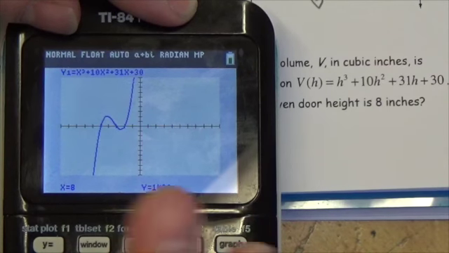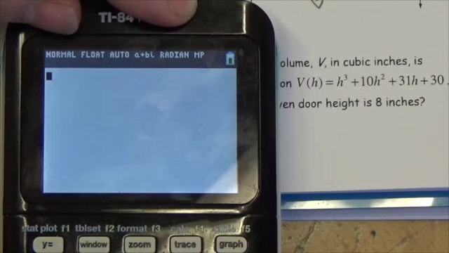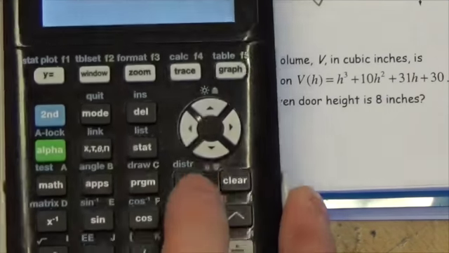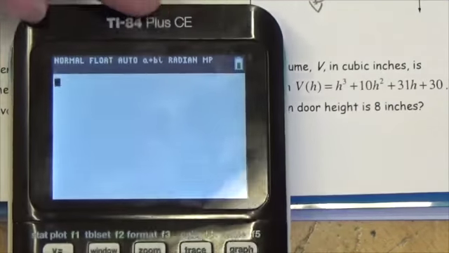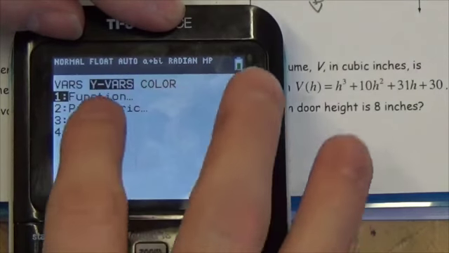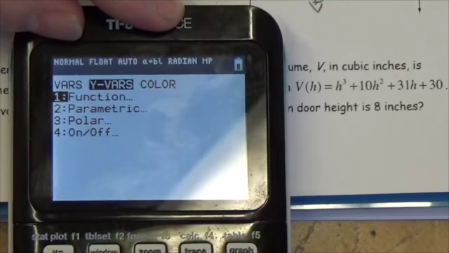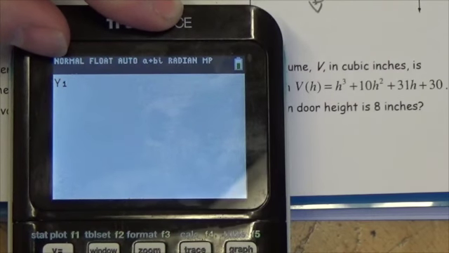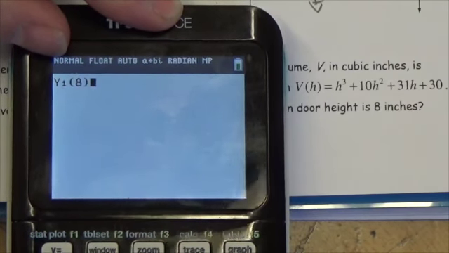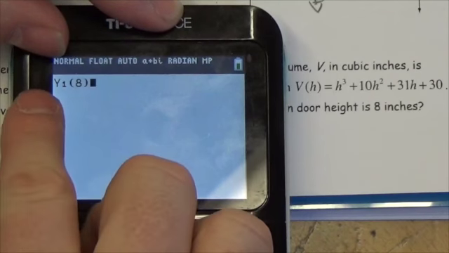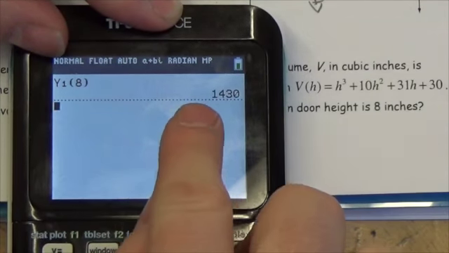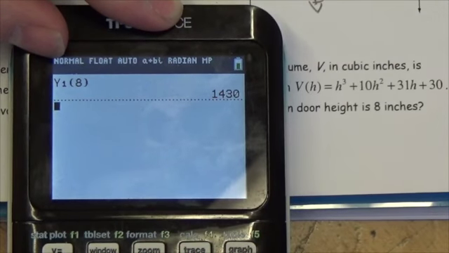That's okay. Here's another way that we can do this. We can quit here, because the calculator understands function notation. If I press my vars button right here, tab over there to y vars, choose that. I entered the function into y1. If I now go parentheses 8 parentheses, the calculator understands this to be evaluate that function where x is equal to 8. And again, I get the 1430.